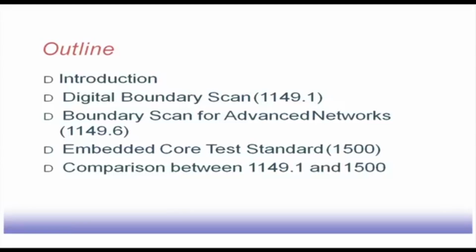Apart from the introduction, we will see the standard 1149.1. This is an IEEE standard for digital boundary scan, where the chips that we have are all digital chips. Now, there is an advanced protocol 1149.6 which works for analog chips also. If you have mixed signal chips, then this will work for that. We will not go into the details of 1149.6, knowing that it is otherwise similar to 1149.1, but it can also handle the analog chips in its way.